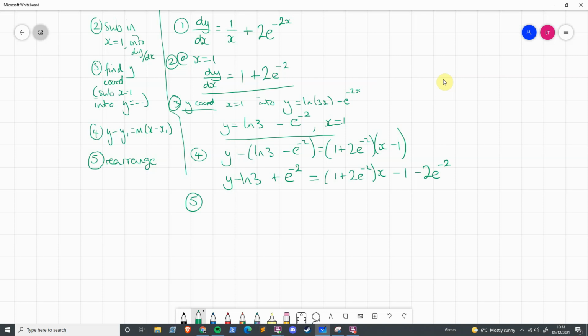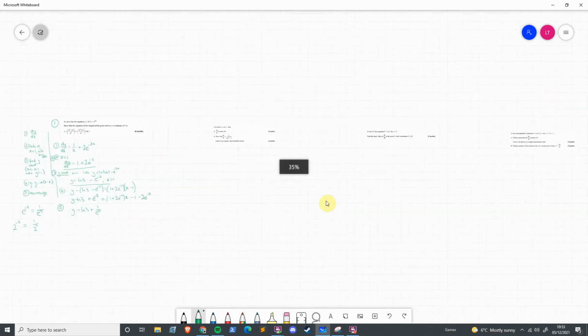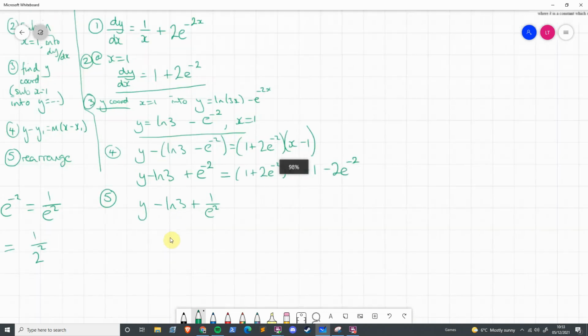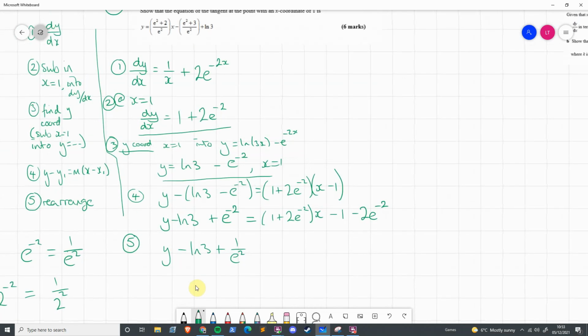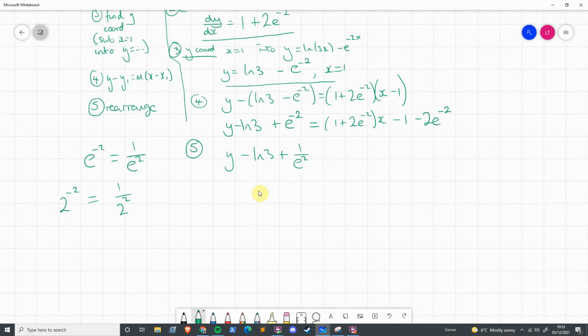So e to the power of minus 2 is 1 over e squared. Just like if we had 2 to the power of minus 2, that is 1 over 2 squared. Yep, same thing applies. So let's put that in, because we can see in what they want, there's no minus powers of e, it's just e squareds. So that's kind of how we've changed that. 1 plus 2 over e squared, x minus 1, minus 2 over e squared.